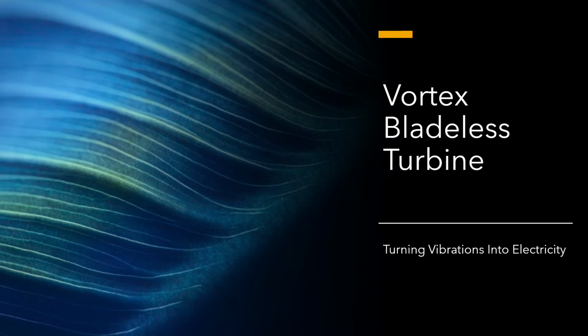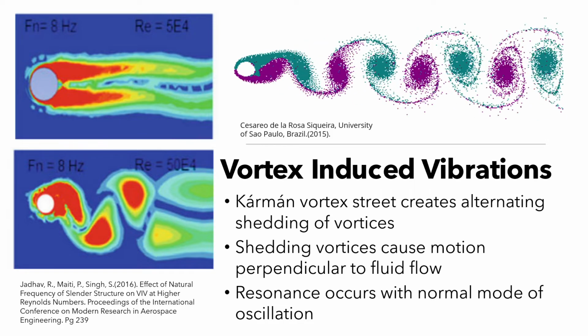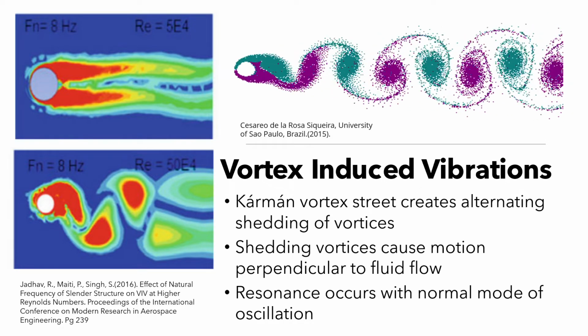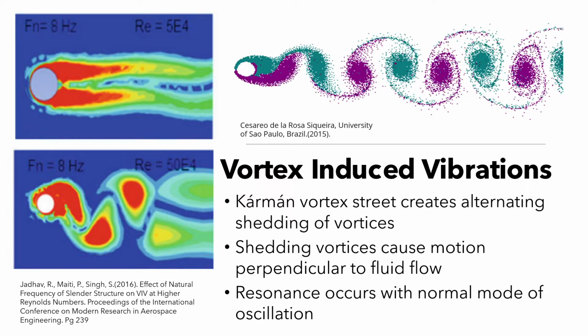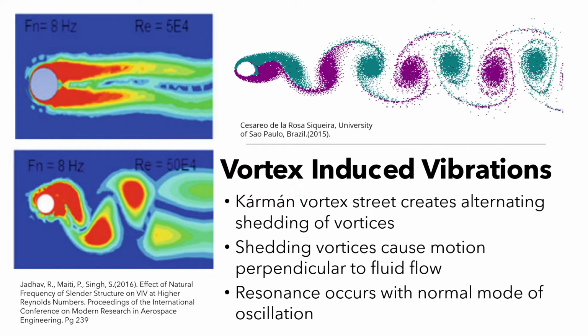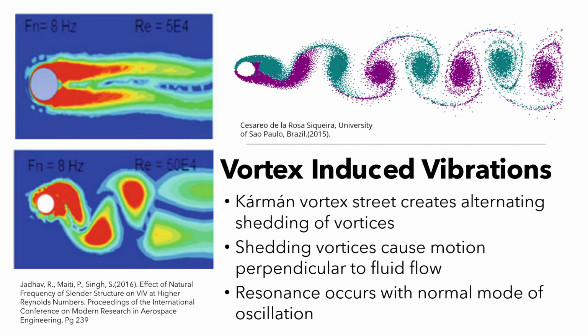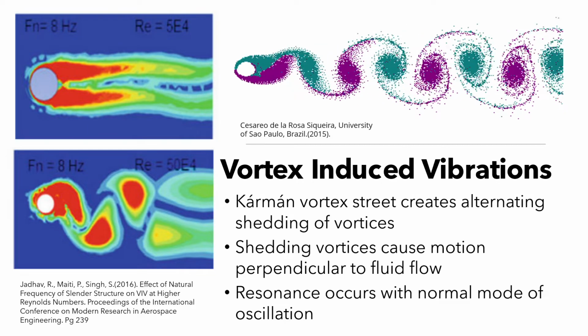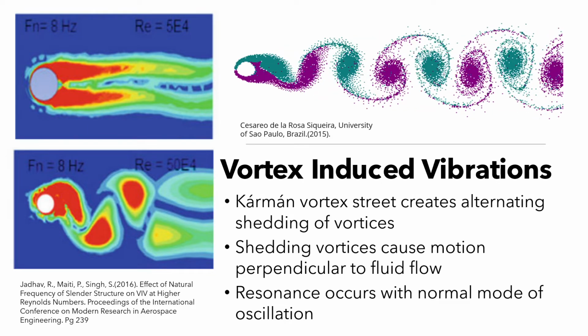Our presentation today will focus on the Vortex bladeless turbine and how it turns wind energy into an oscillatory system that produces electricity. The phenomenon that allows this system to operate is known as vortex-induced vibrations. This occurs when wind passes around a structure and a fluid's property known as Kármán vortex street is created behind the structure, as can be seen in the top picture.